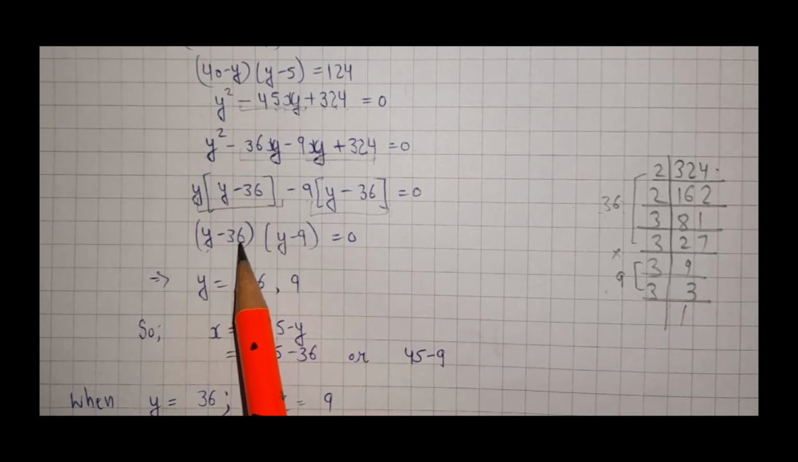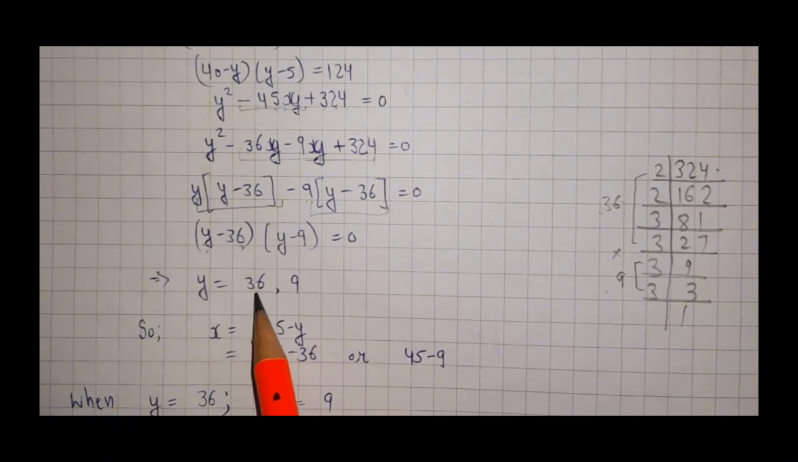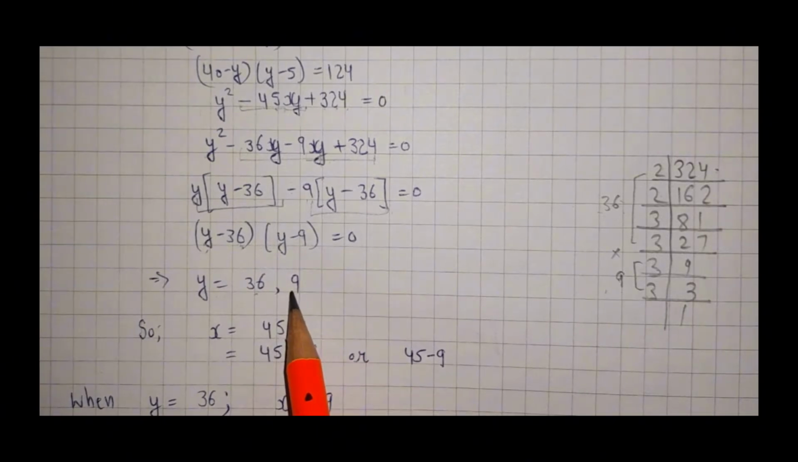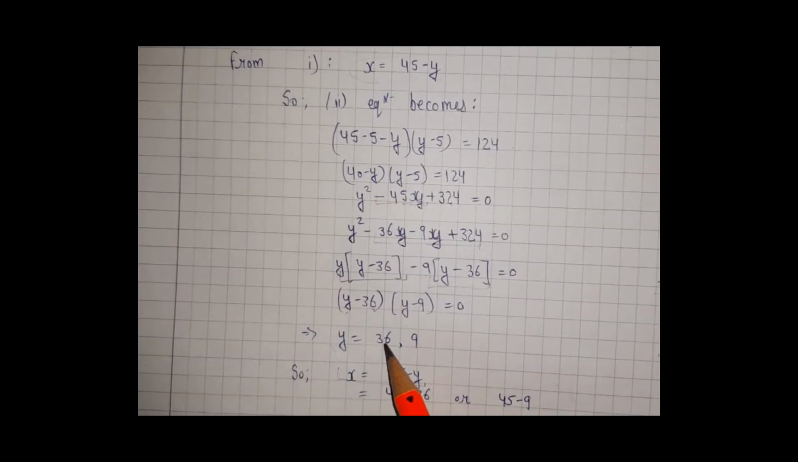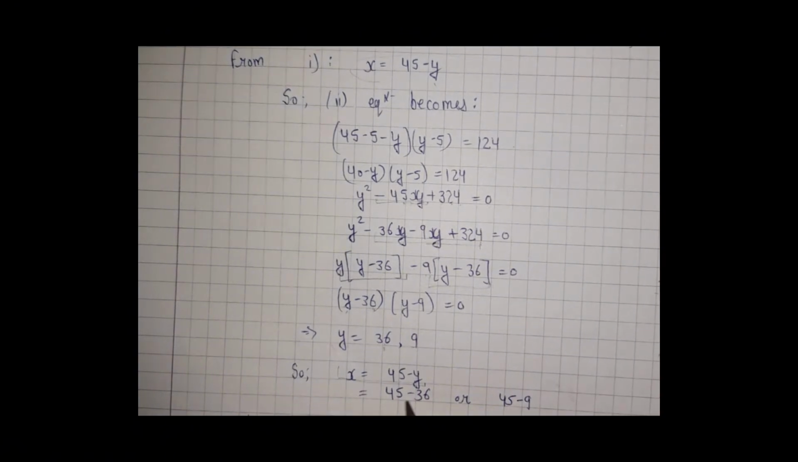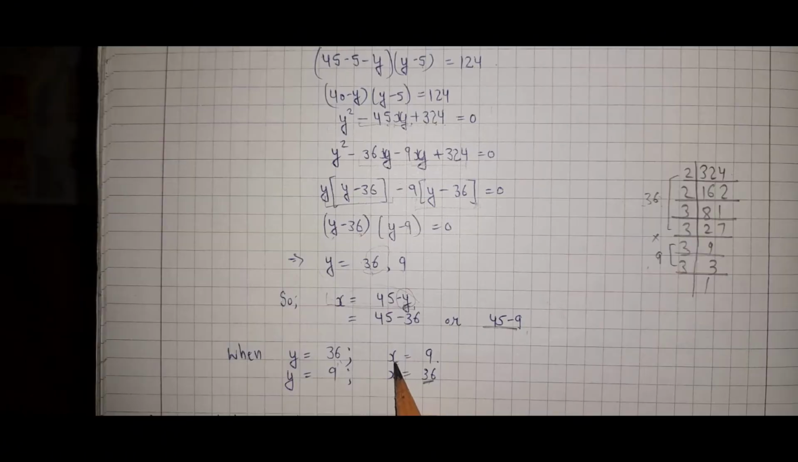Now put y - 36 = 0, we will have y = 36. y - 9 = 0 implies y = 9. Now put y = 36 and 9 in this equation, so we will have x = 45 - 36 or 45 - 9. It implies that if John has 9 marbles, Jivanti has 36 marbles, and if John has 36 marbles, Jivanti has 9 marbles.